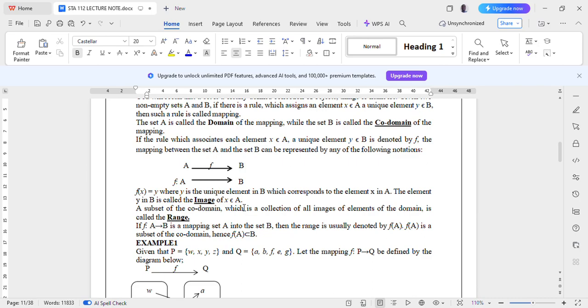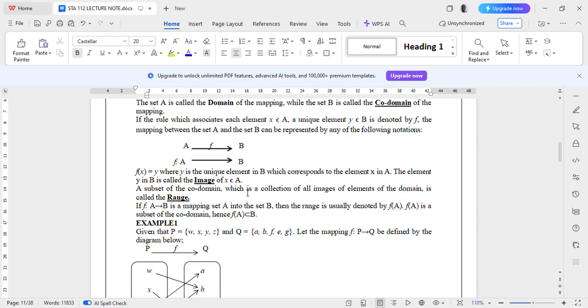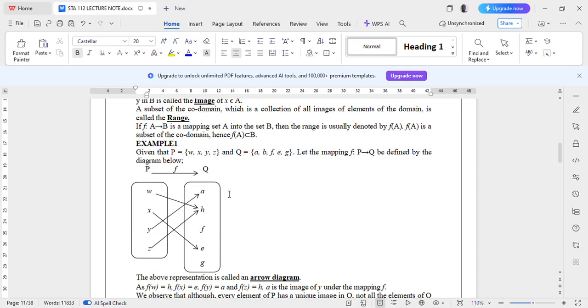So set A is the domain, while set B is the codomain. I don't want to take much of our time. All the elements in B that serve as images of elements in A are called the range. The range is a subset of the codomain. Not all elements in the codomain B serve as images of elements in the domain, but all those elements that serve as images of elements from the domain A are called the range. By the time we go into the example and the diagram, you will understand it better.